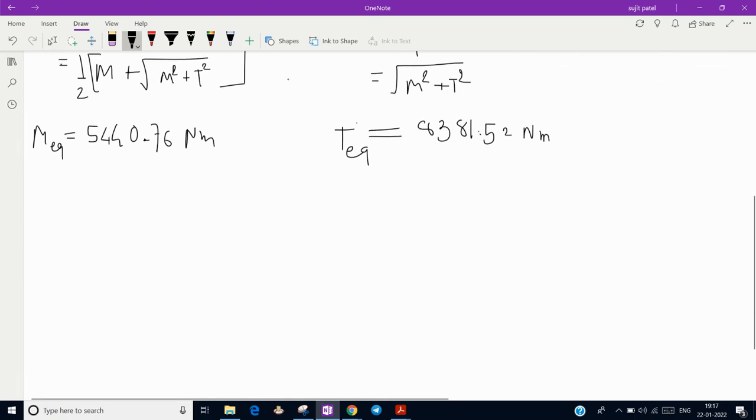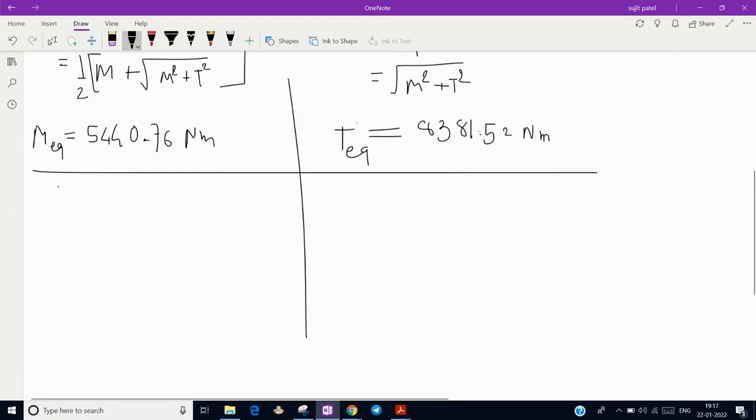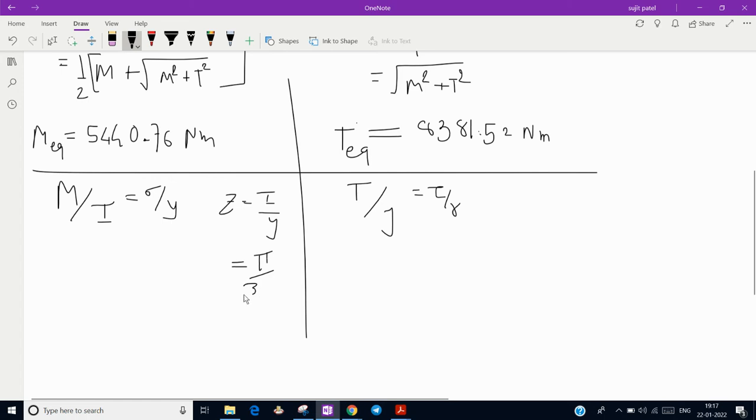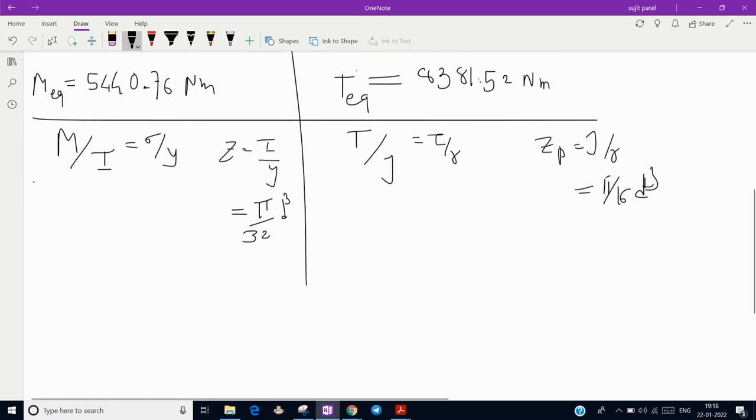Now we use the flexural equation: M by I is equal to stress upon y, where y is the distance from the neutral axis to the maximum stress, and the torsion equation, T by J is equal to tau by R. The section modulus I by Y turns out to be pi by 32 d cube. We all know that. And the polar section modulus, Zp, that is J by R, ultimately turns out to be pi by 16 d cube. Now put all the values here.